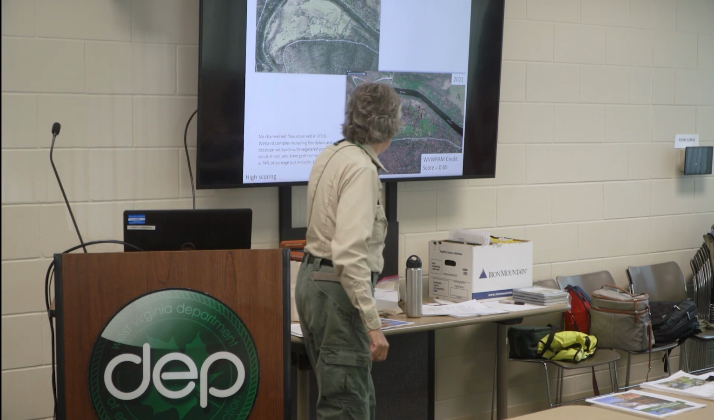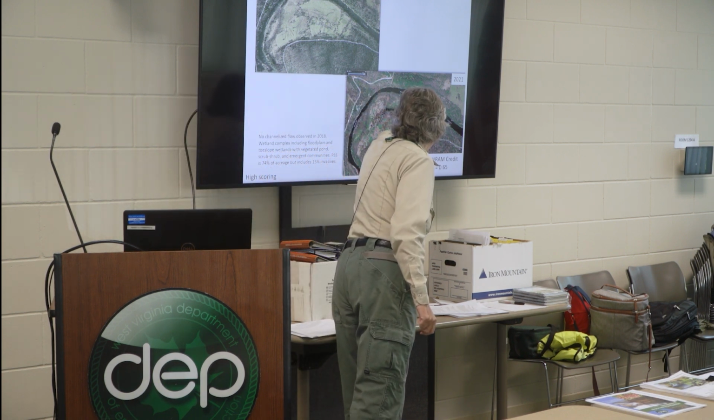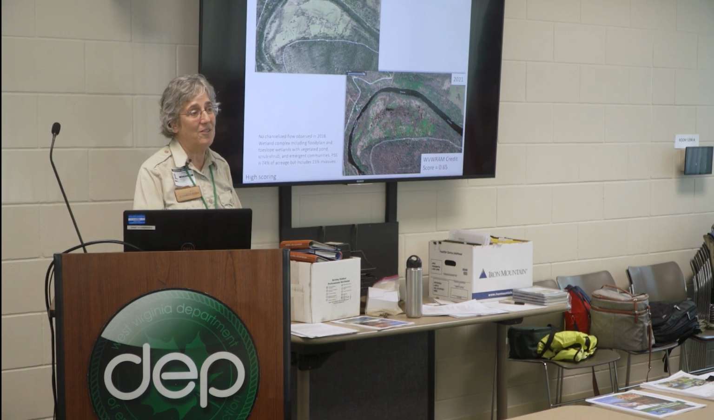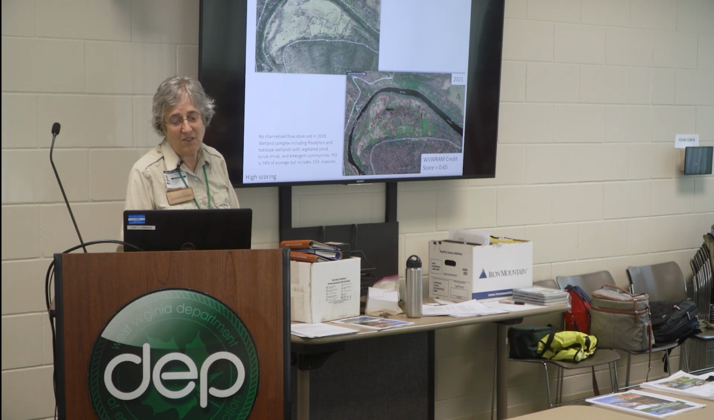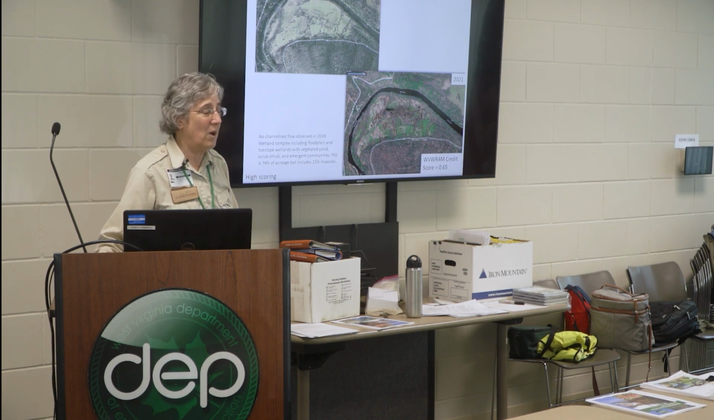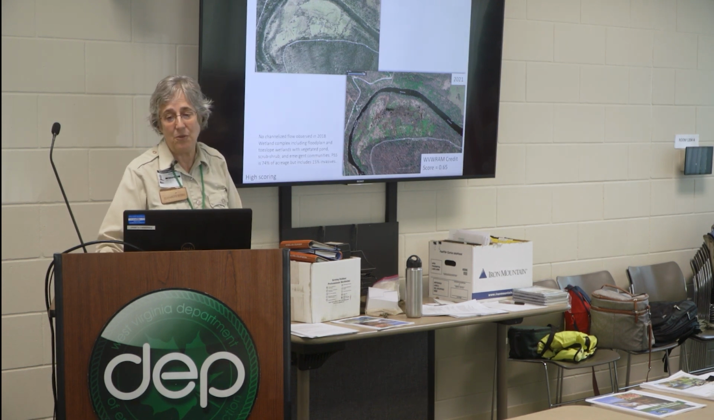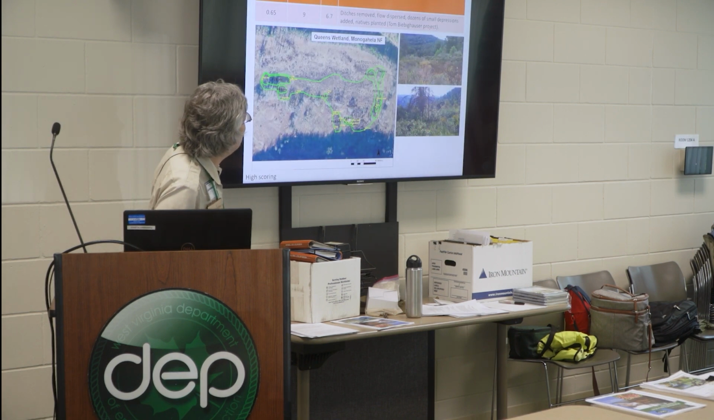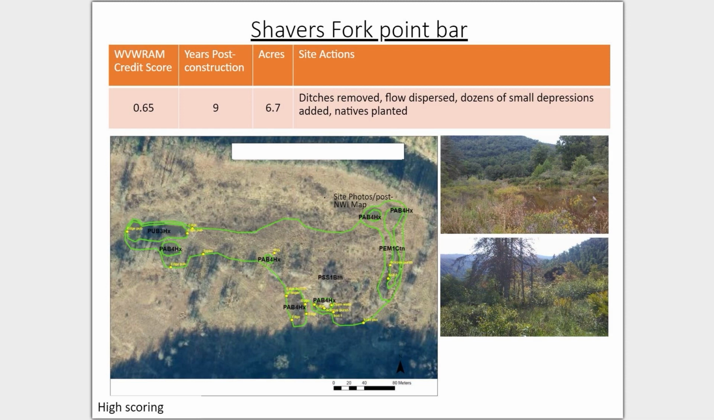At any point, you can see all these little ponds and depressions, and it has a lot of water on it and a lot of species. It's a great place for amphibians. So they did a pretty good job there, and that was really just one-time construction, but done by someone who really knew what he was doing. And yeah, ditches removed, the flow was dispersed, dozens of small depressions added, and natives were planted. Those are some on-site pictures. It will probably eventually grow into a really nice forested wetland.